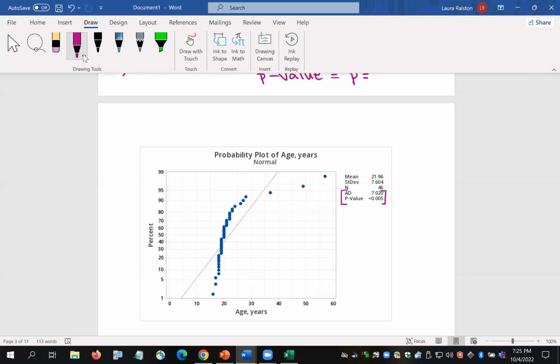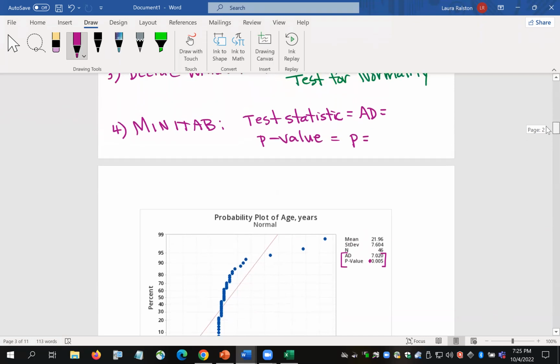Now, this p-value looks a little odd maybe because it says less than 0.005. For our purposes, we're going to ignore the less than. That just means it's a really, really small number, and Minitab didn't bother to calculate it. Your information is right there, so I'm going to write it down. From that printout, I know that my Anderson-Darling is 7.020, and my p-value is 0.005. Yes, I realize that Minitab says less than. I'm going to ignore it and use 0.005.